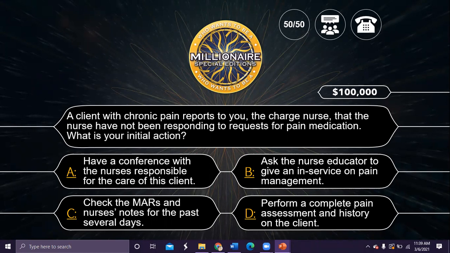I want to say C, because maybe the MAR or the nurse's notes have a reason for why they held the medication. It's a very good argument. However, that is not your initial action. So your initial action, I think, would be D, because assessment is the first part of the nursing process. That makes sense, but that's actually not your initial action. Is it B? It is not B either. Well, it's got to be A. Oh gosh.